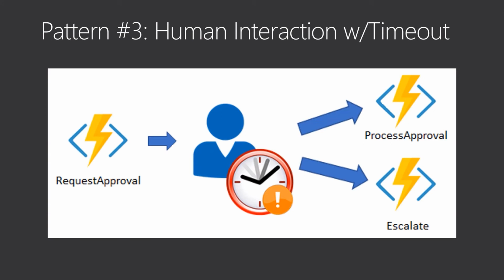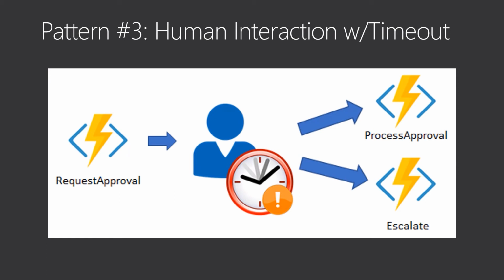So here's another pattern that's interesting. This is called human interaction with timeout. Let's say you have a function that will request an approval from someone, but you want to wait on that person, right? Because that person is not in front of his computer all the time to say yes. So let's call that person Bob, doesn't matter.